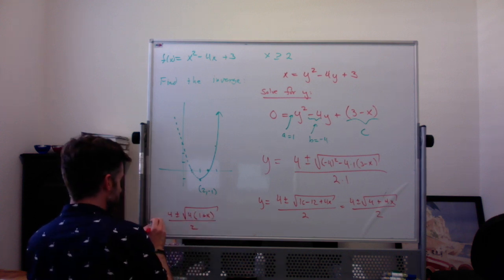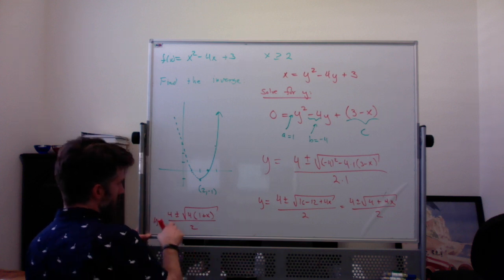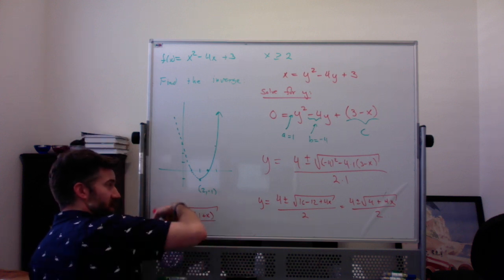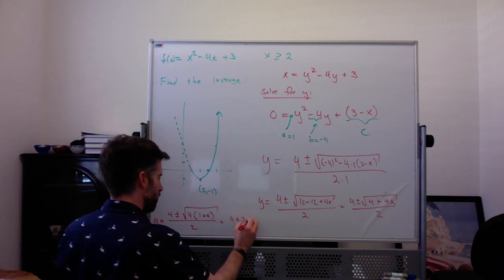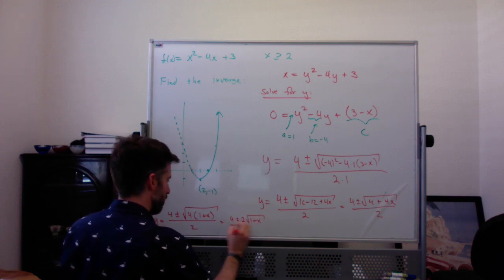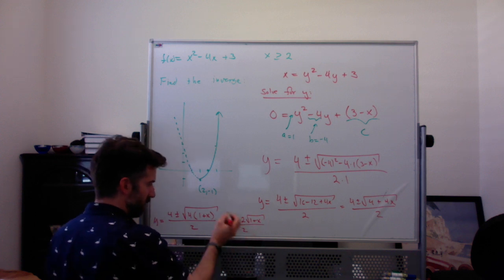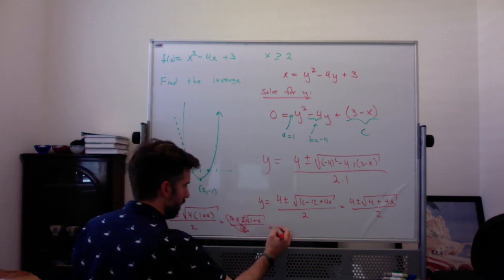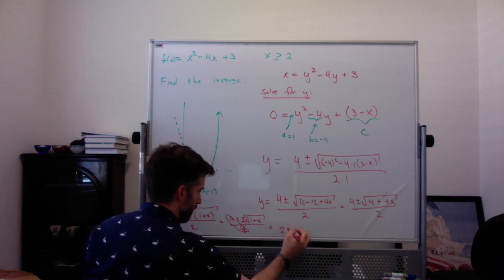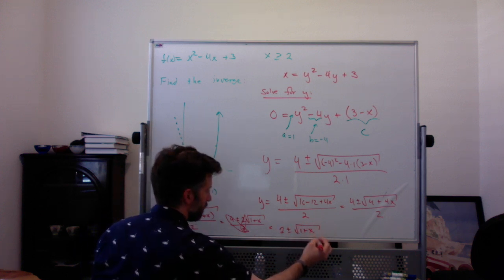And again, this is what y is equal to. And finally, bring out the 4. The square root of 4 is 2. So this is equal to 4 plus or minus 2 times the square root of 1 plus x, all over 2. And finally, divide each thing by 2. 4 divided by 2 is 2. 2 divided by 2 is 1. So you get 2 plus or minus the square root of 1 plus x.